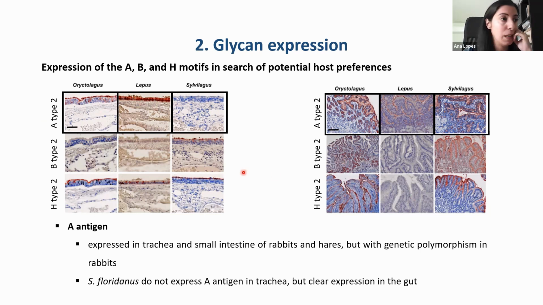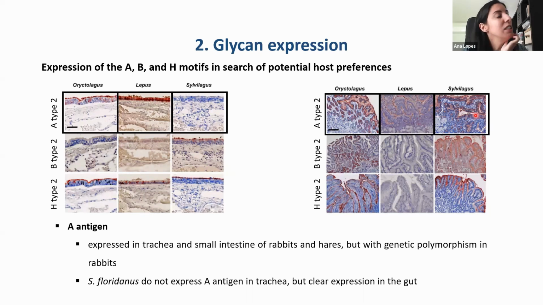So for the A antigen, you see that it's expressed in trachea and also in the small intestine of rabbits and hares. We only have here one sample, but we knew that there was some genetic polymorphism. So some rabbits express the A while some others don't. However, in hares, they all express the A antigen. And Sylvilagus does not express the A antigen in trachea, but it expresses it in the duodenum.